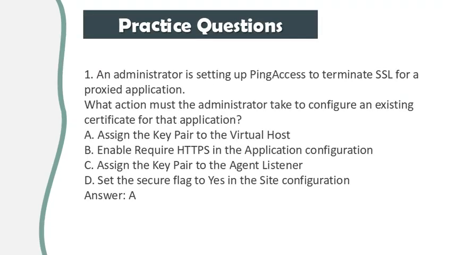1. An administrator is setting up PingAccess to terminate SSL for a proxied application. What action must the administrator take to configure an existing certificate for that application? A. Assign the key pair to the virtual host. B. Enable require HTTPS in the application configuration. C. Assign the key pair to the agent listener. D. Set the secure flag to yes in the site configuration. Answer. A.